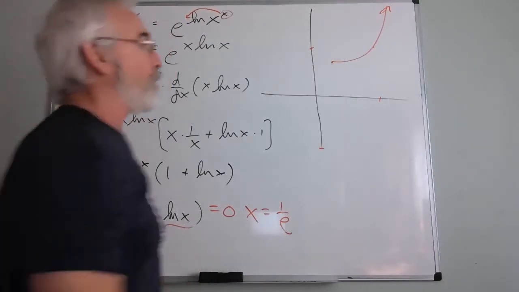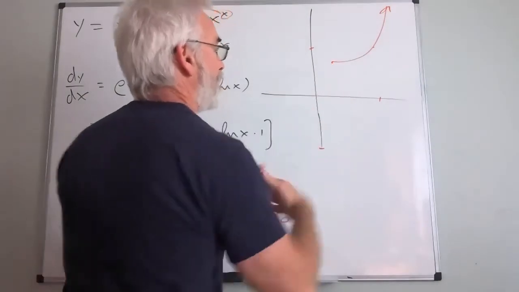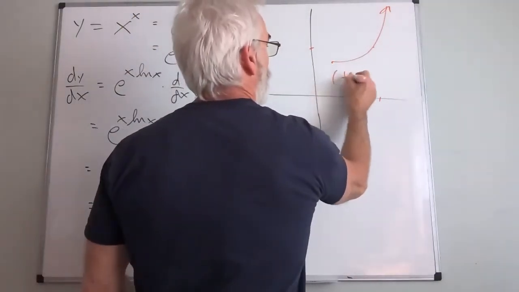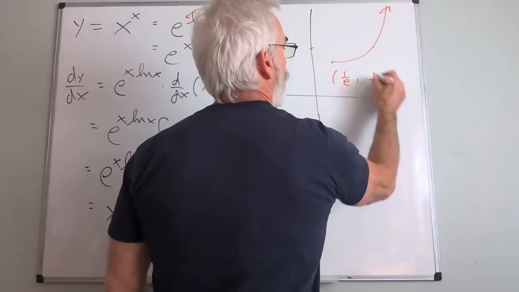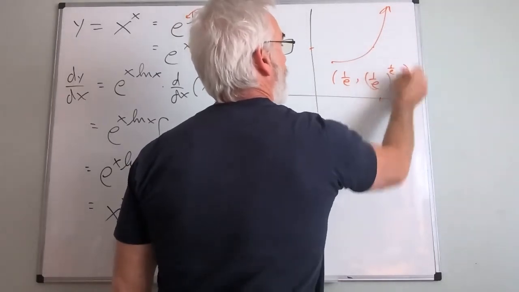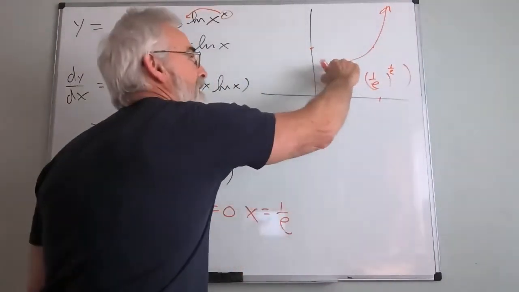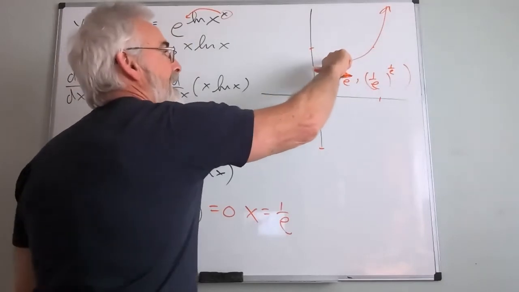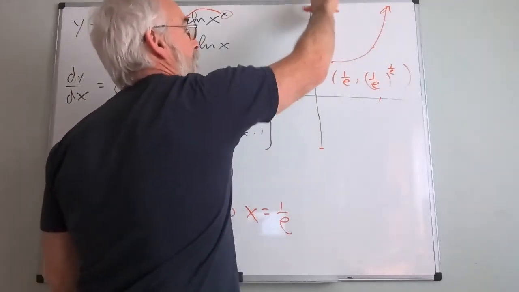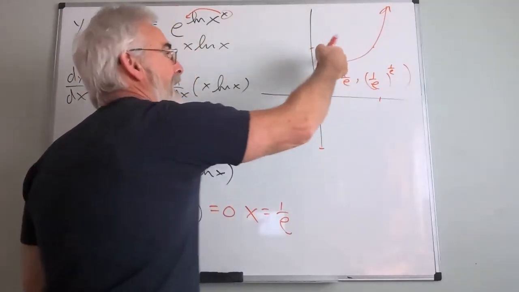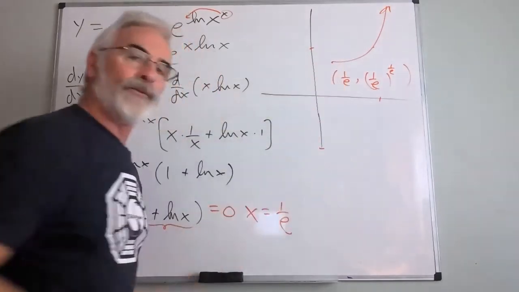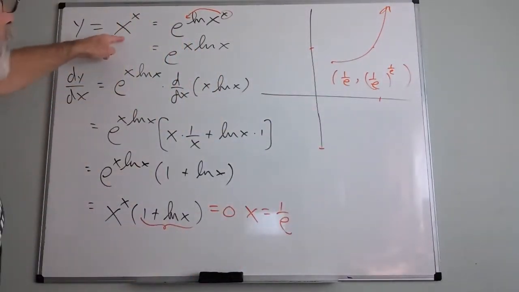Great. So now my question is really what's happening between this point here, which is 1 over e comma 1 over e raised to the 1 over e power, and here? Is this going up like an asymptote? Is it going into the y-axis? Is it going down? Well, we know that this quantity is never going to be 0.